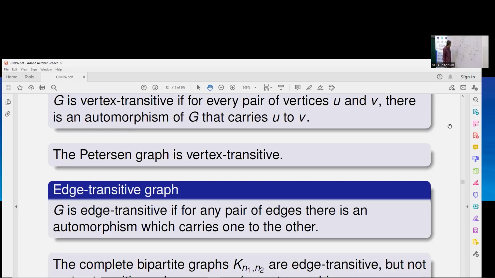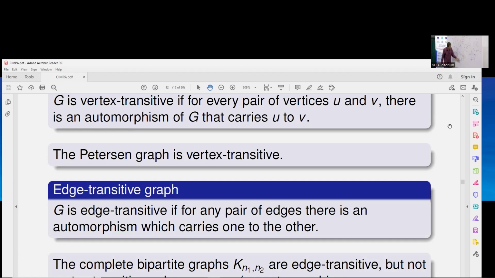And now, as you can see, V1 is adjacent to U1, V2 is adjacent to U2, V3 is adjacent to U3, V4 is adjacent to U4, and V5 is adjacent to U5.